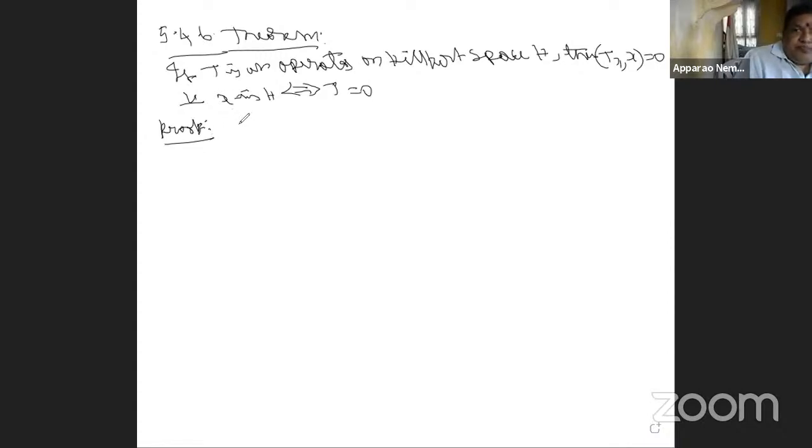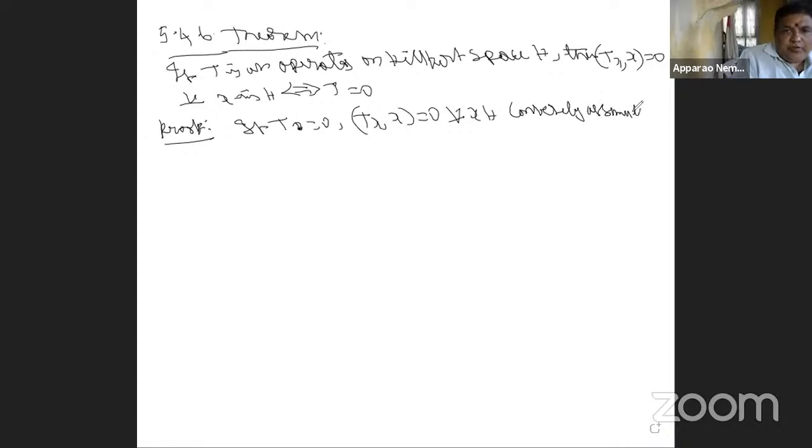If T equal to 0, we have the inner product of T of x comma x equal to 0 for all x belongs to Hilbert space. Conversely, assume that T of x comma x equal to 0 for all x belongs to Hilbert space.